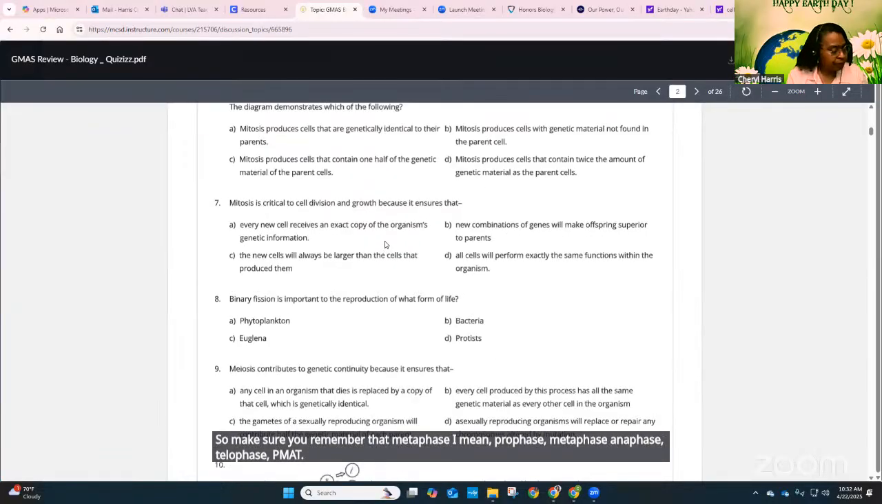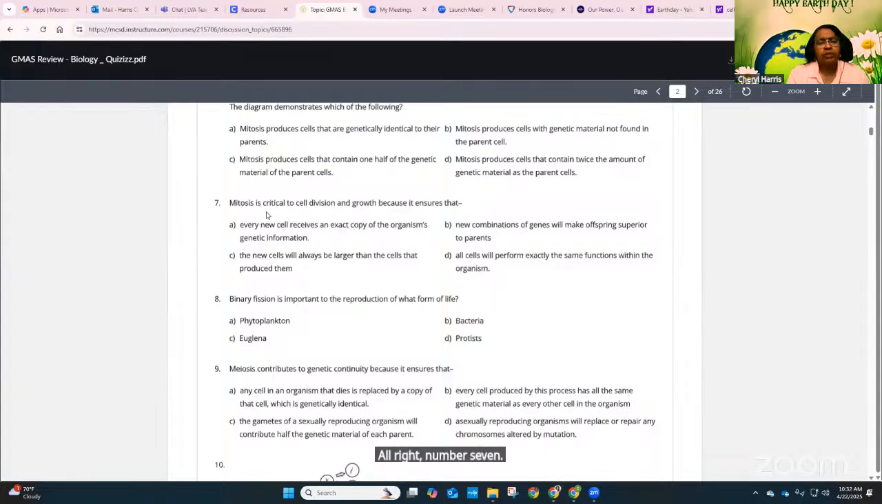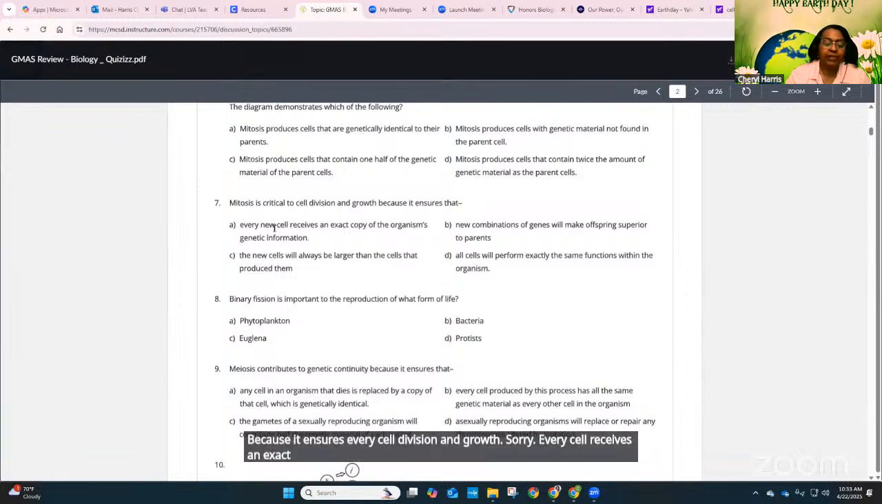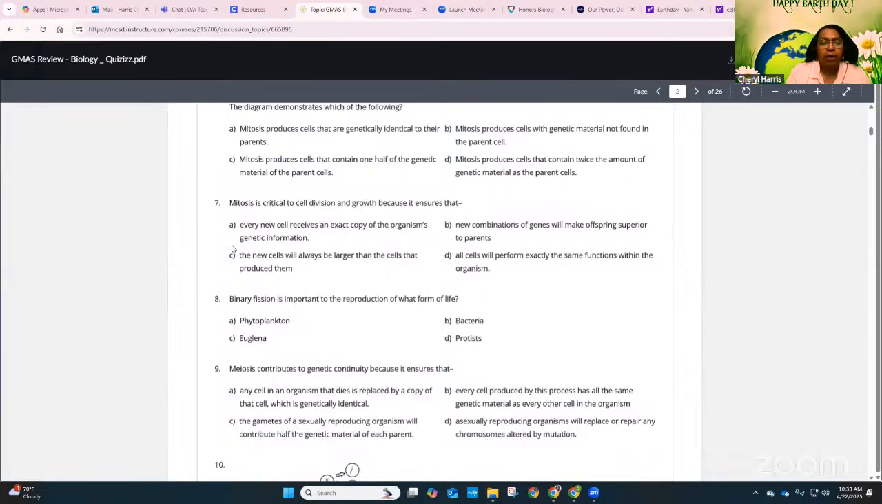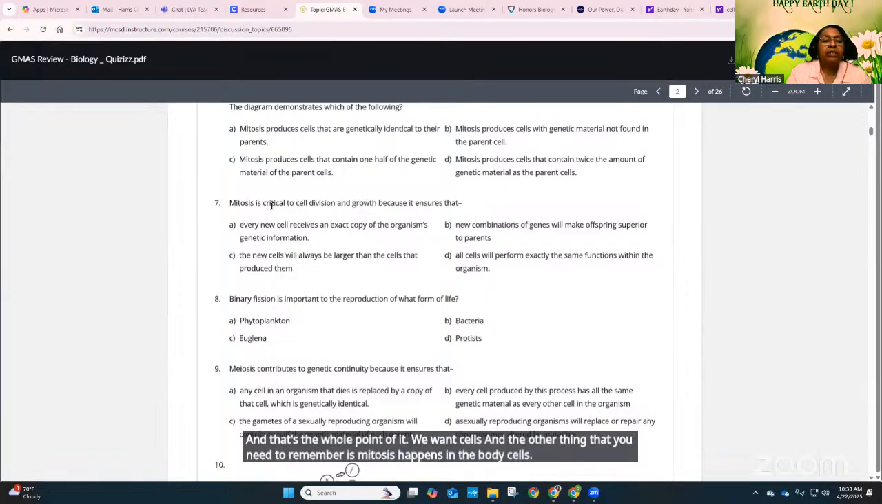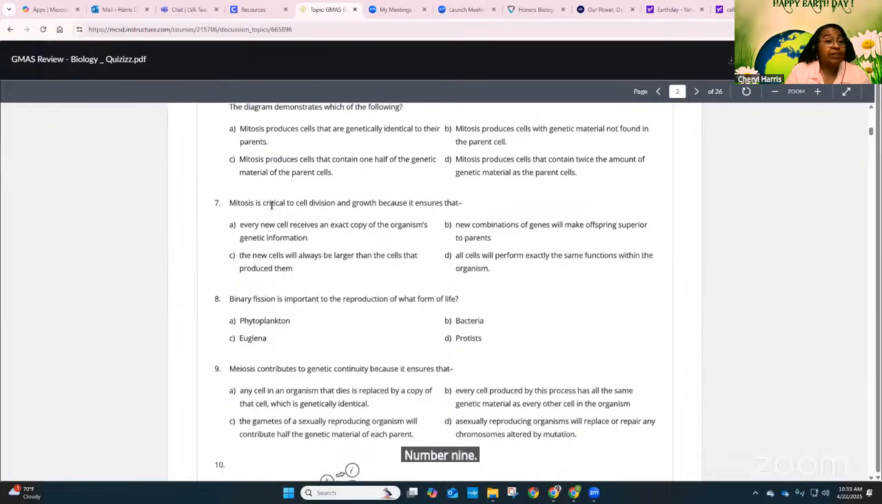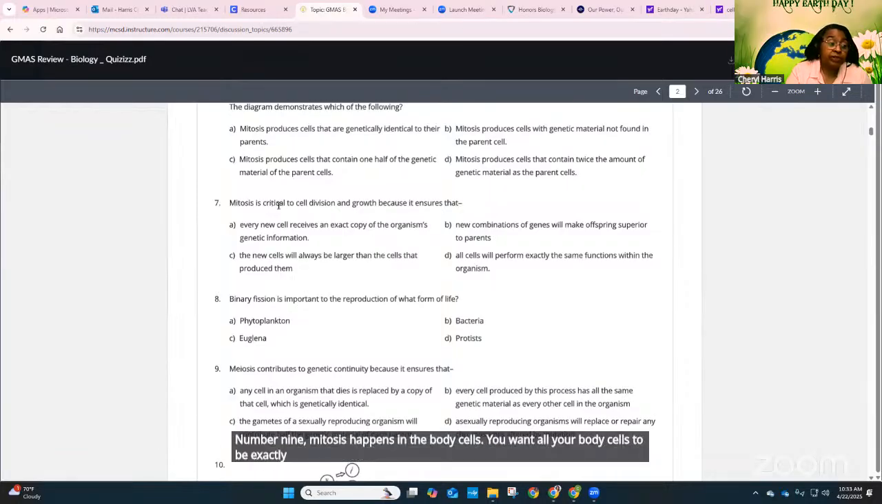All right, number 7. Mitosis is critical to cell division and growth because it ensures every cell receives an exact copy of the organism's genetic information. And that's the whole point of it. We want cells. And the other thing that you need to remember is mitosis happens in the body cells. It does not happen in the sex cells. That's meiosis when we get down to the next number 9. Mitosis happens in the body cells. You want all your body cells to be exactly like the previous cells so they can do what they're supposed to do.